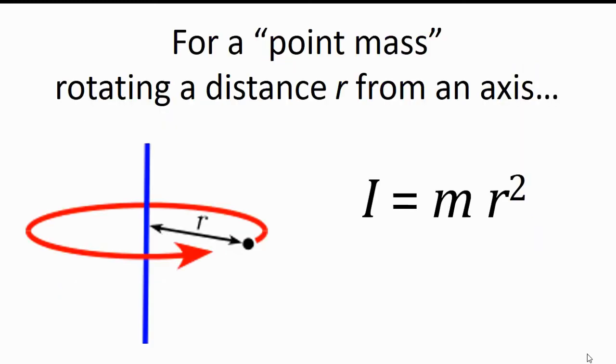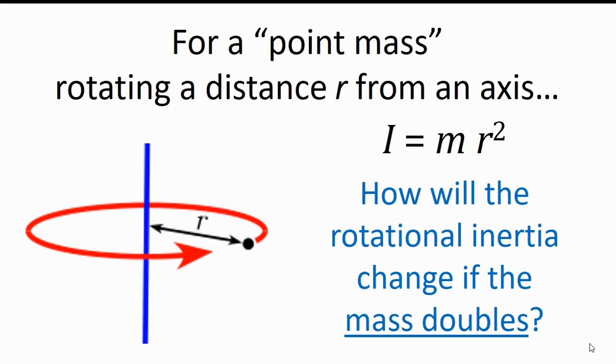For a simple point mass that's rotating a distance r from an axis, the rotational inertia is equal to the mass multiplied by the radius squared. This applies to any small object that is moving in a circular path. Since the rotational inertia is the mass multiplied by the radius squared, it will have units of kilograms times meters squared.